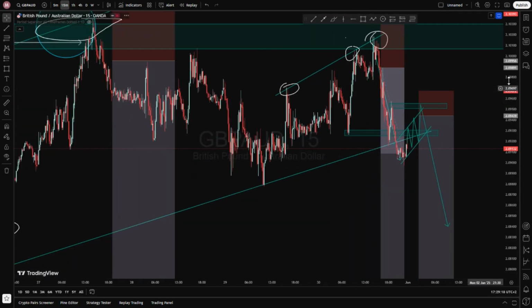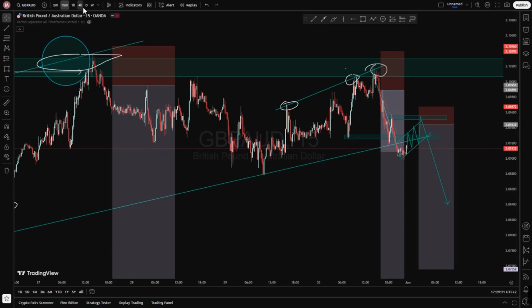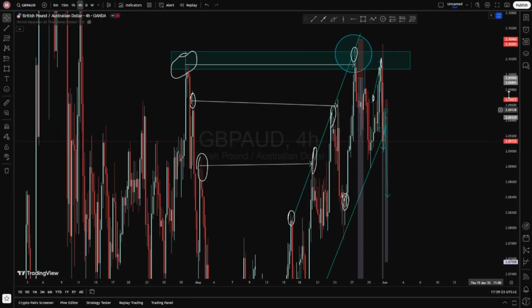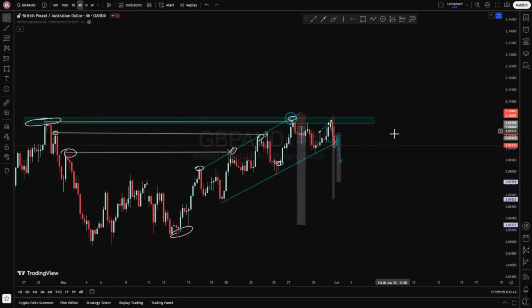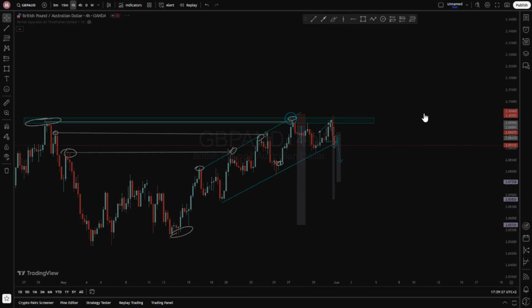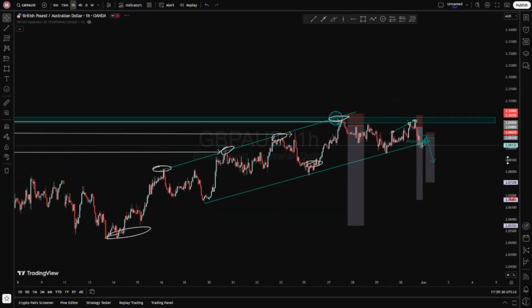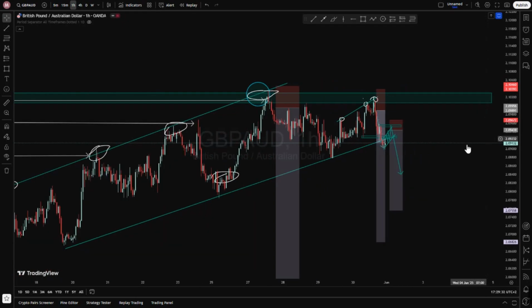All right, so this is my analysis. This is my bias. My bias is bearish. So I'm going to look for selling opportunities on this specific pair.